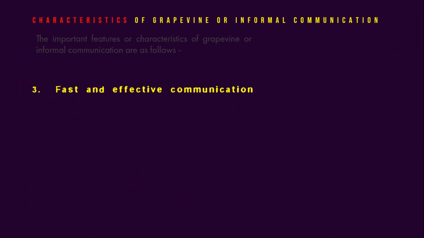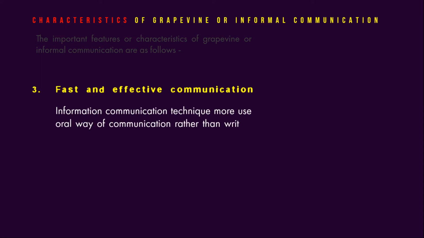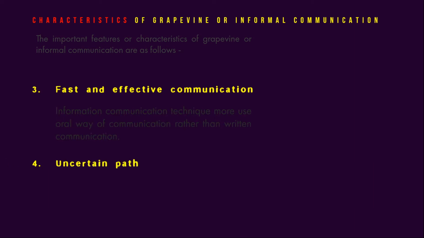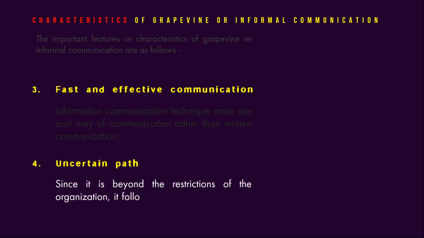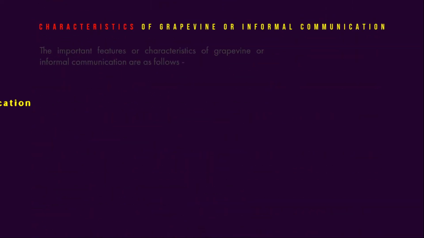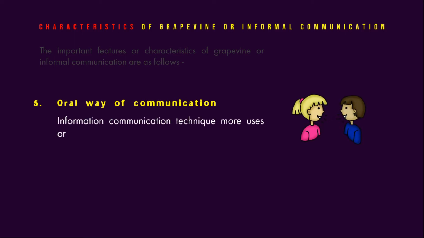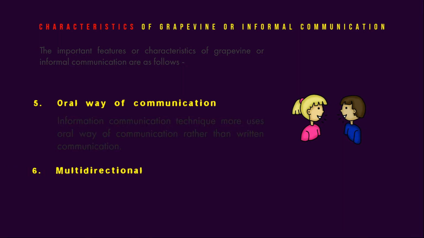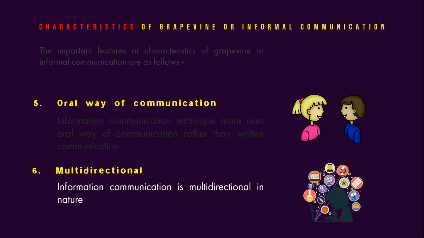Fast and effective communication. Informal communication techniques use the oral way of communication more than written communication. Uncertain path: since it is beyond the restrictions of the organization, it follows no definite channel like a grapevine, it moves in a zigzag manner. Oral way of communication: informal communication uses oral communication rather than written communication. Multidirectional: informal communication is multidirectional in nature.